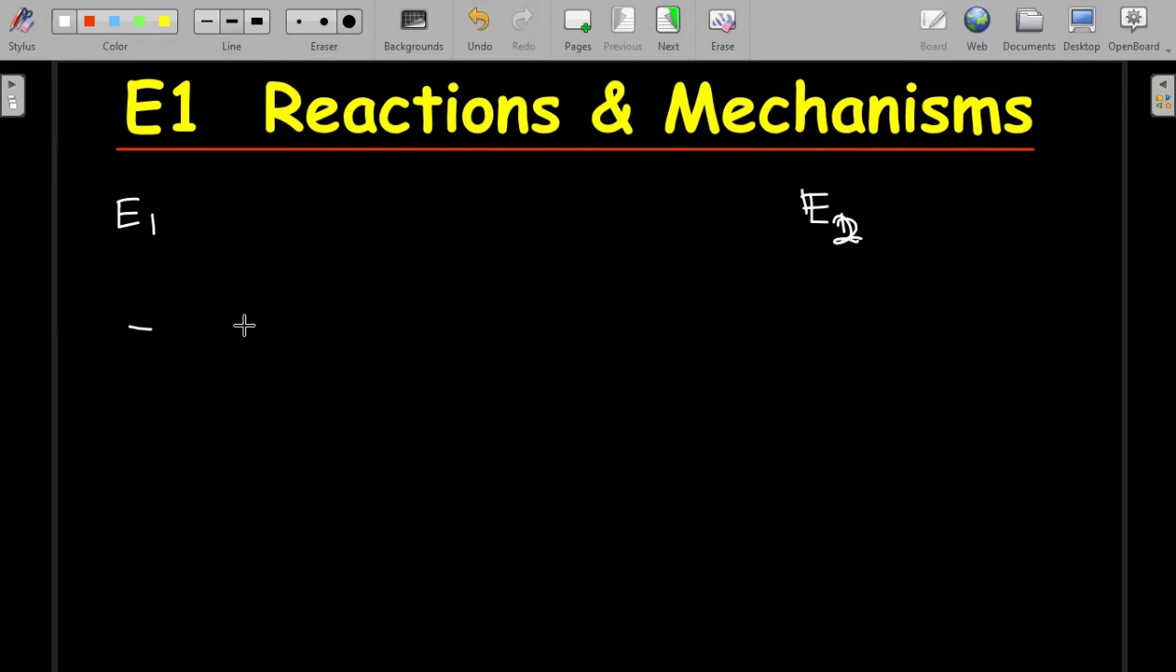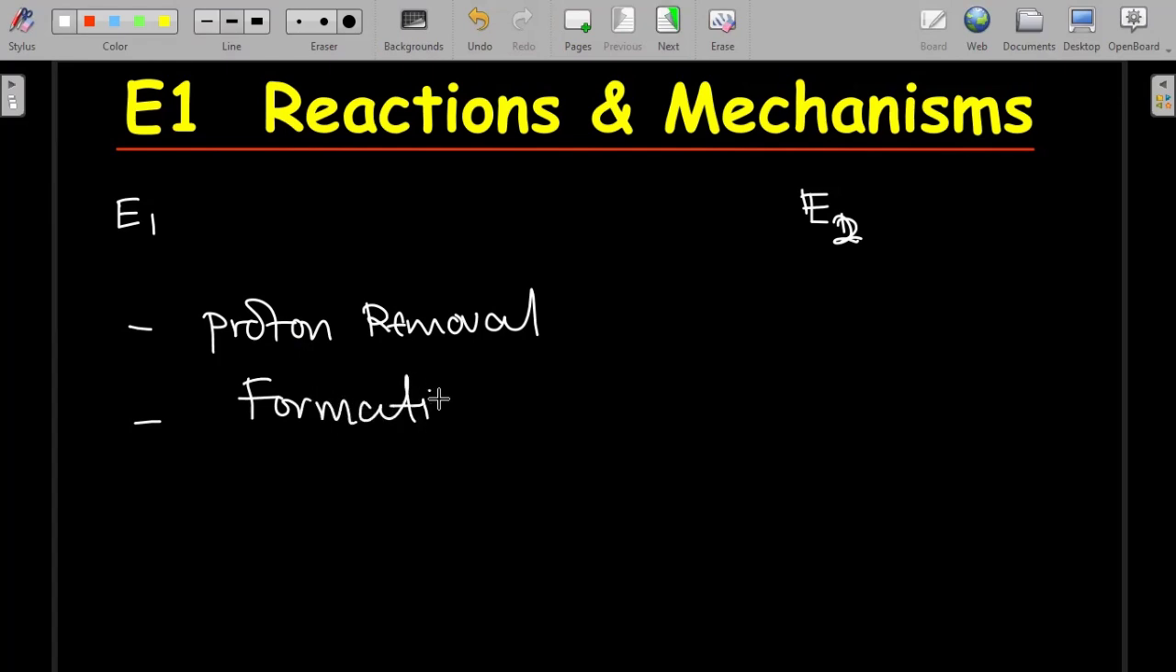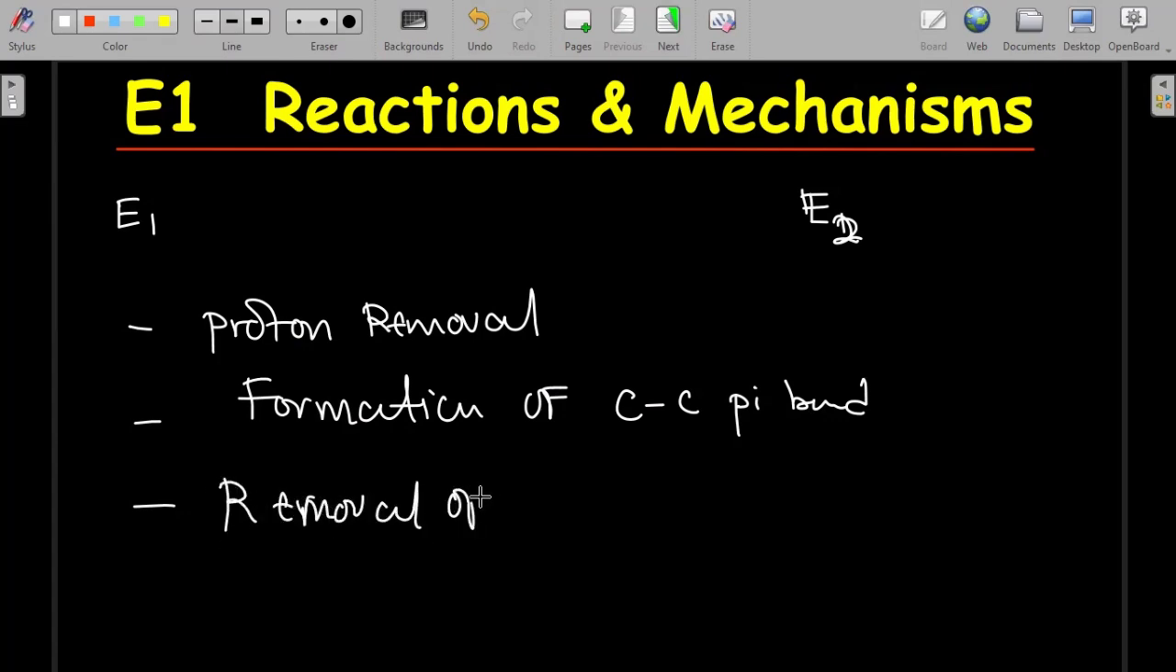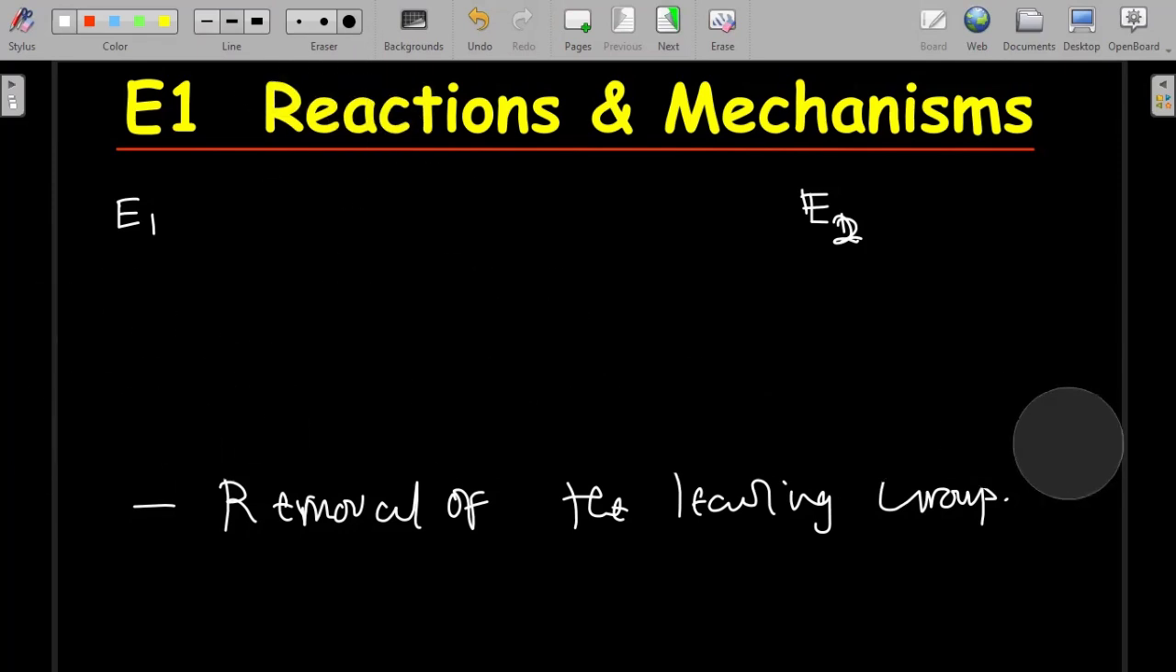Each of these reaction mechanisms consists of three important actions. In each of these two reactions, we are going to experience what we call the proton removal. A proton is going to be removed somewhere. Two, there's going to be a formation of a C to C pi bond, which leads to the double bond that we are going to be seeing. And number three, there's going to be the removal of the leaving group. These are the three important actions that happen in the E1 as well as the E2. So now let's focus on the E1 reaction mechanism.